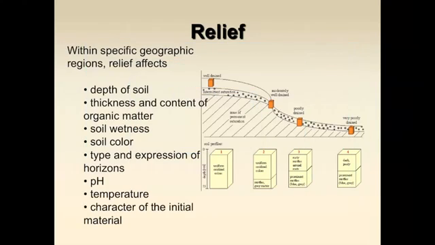So when you're having a look at relief, I like this particular illustration over here. You're looking at the upslope and then the bottom land area over here. So you're looking at your depth of soil, your soil wetness, soil color, the type and expression of horizons, pH, temperature, and the characteristic of the initial material.